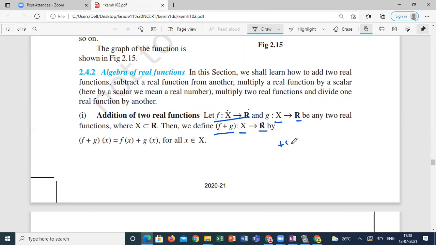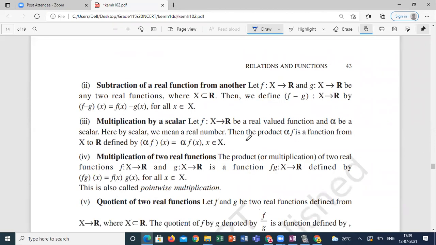That means if f of x is x square, it can be defined from R to R. If g of x is x plus 2, this is also defined from R to R. If I am adding these two functions, I will get a new function, f plus g of x. This function is also defined from R to R only. X must be a subset of R. So this is called algebra, addition of two real functions. Subtraction is the same. If f is one function and g is another function defined from X to R, where X is a subset of R, my subtraction function is also defined from X to R only.